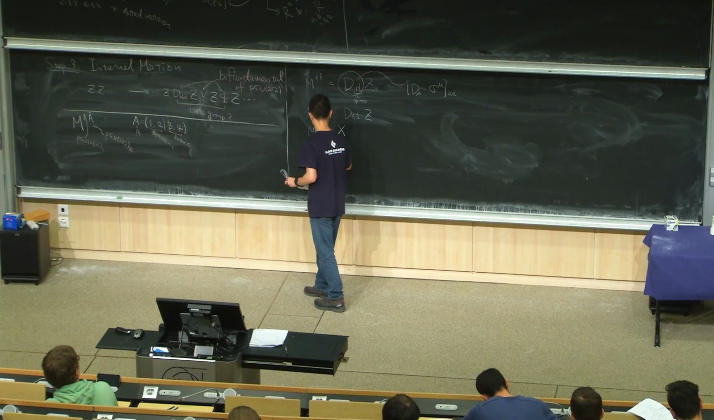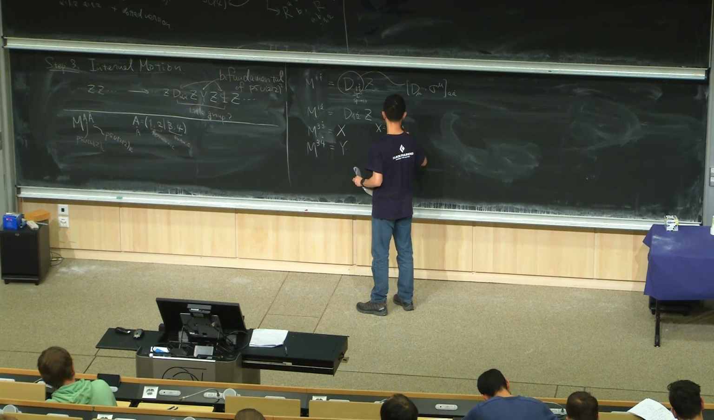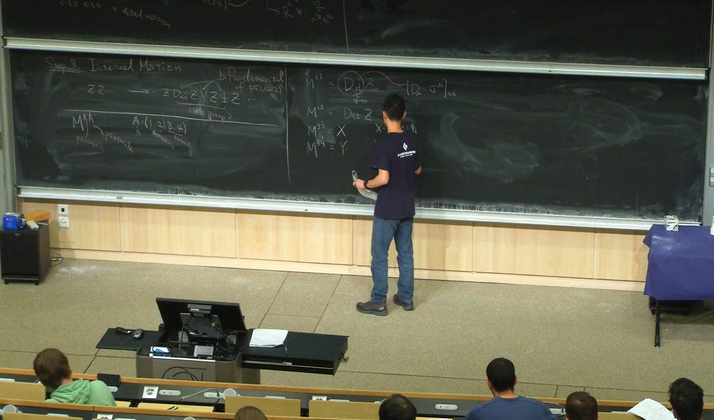So 3, 4 dot is, for example, y, and x is phi 5 plus i phi 6. And y is phi 3 plus i phi 4. So this is a mapping.